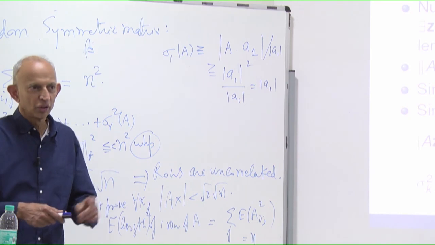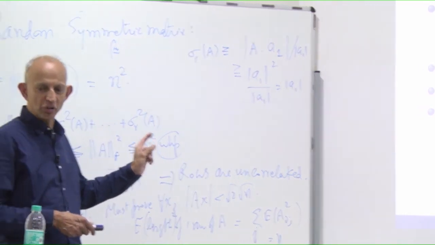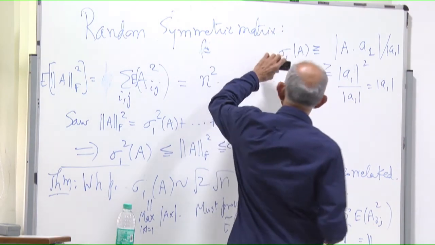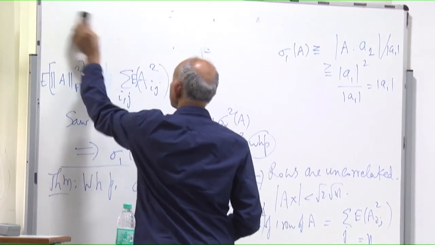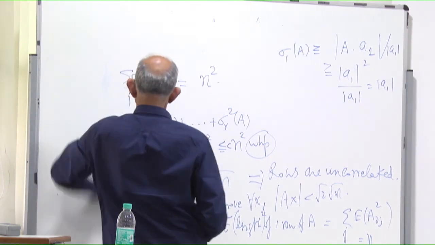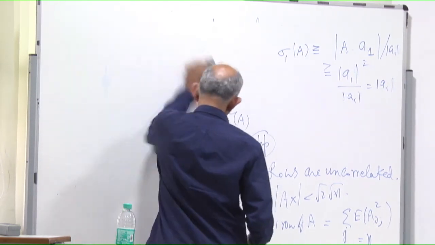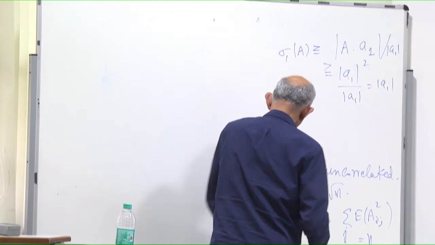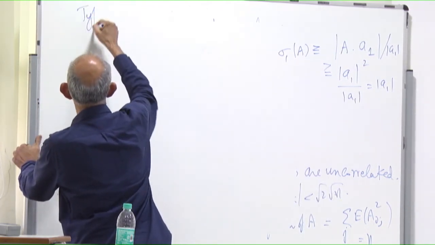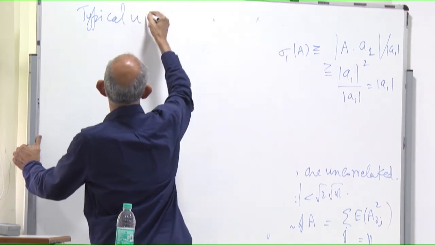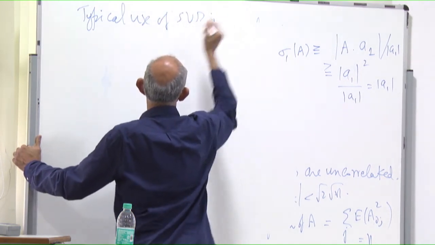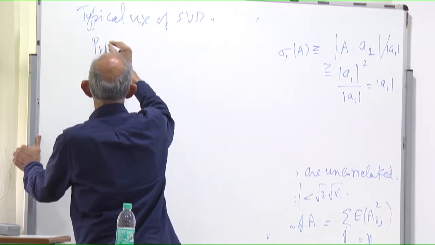Okay. So random matrices are one extreme, but SVD is used for totally unrandom matrices in practice. So let's say what that is. So typical use of SVD, this again I was going to go over next time, but I'll try that now. Typical use of SVD is principal component analysis.